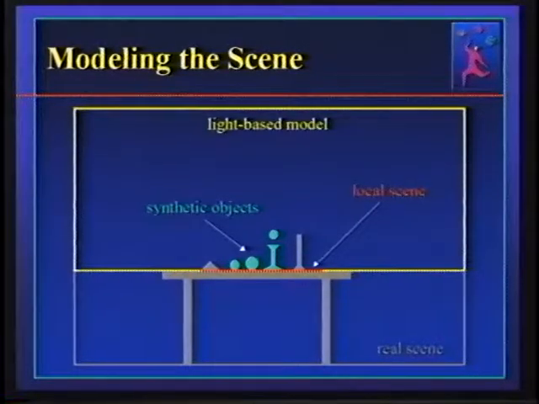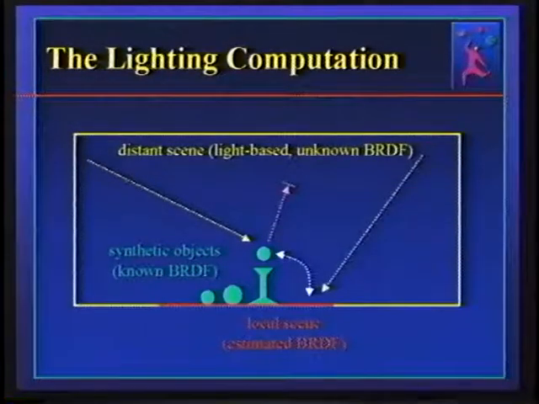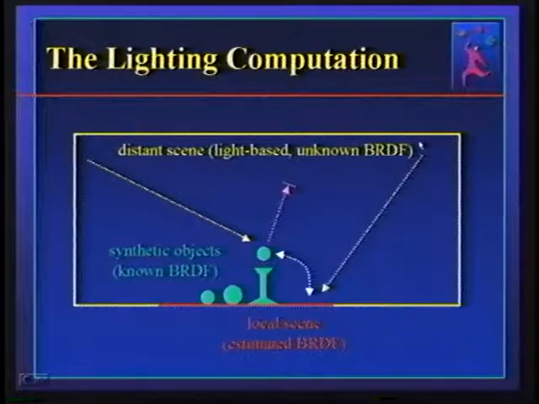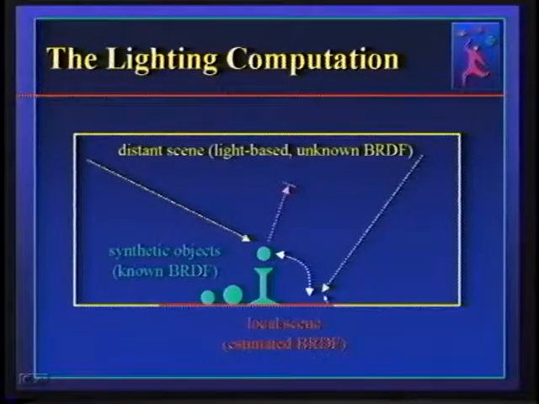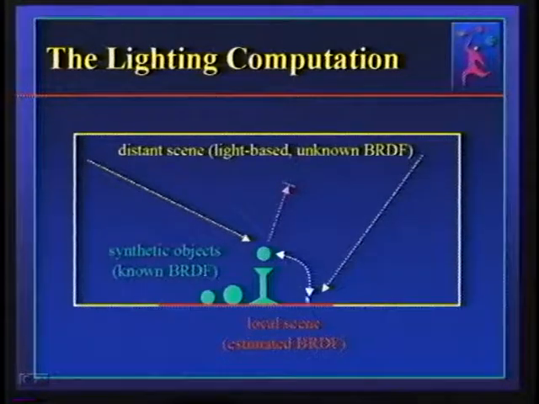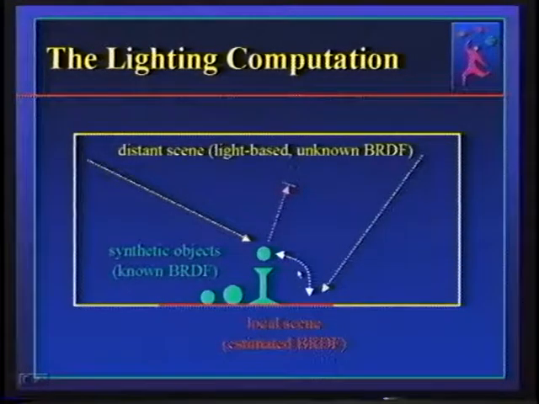And our local scene model, which is just going to be a square of table underneath the objects, its job is going to be affected by the objects. So for this, we're going to need an estimate of its material properties. This is how the illumination calculation works. Light is going to come from the light-based model of the scene to the synthetic objects, and also from the light-based model of the scene to the local scene. Light will be able to pass between the local scene and the synthetic objects so that you get correct interreflections there.